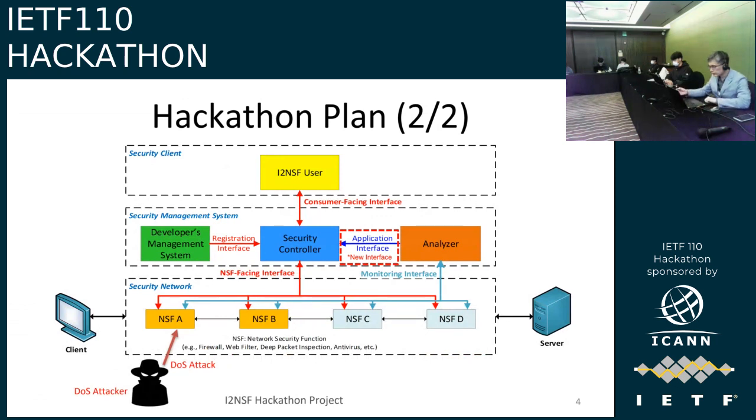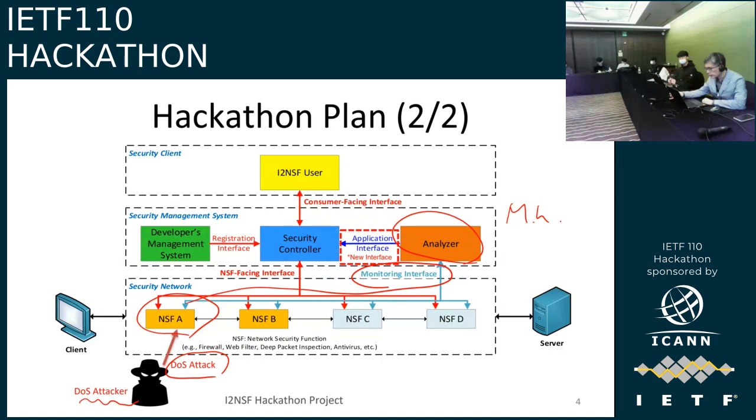So basically, this is the typical I2NSF framework. This time, a denial of service attacker generates TCP flood traffic to web filter network security function A, and then the analyzer collects the data from NSF A, and using machine learning, it detects that NSF A is affected by the DoS attacker. Then, using the application interface, the analyzer delivers the feedback information, such as the DoS attack. The security controller translates that feedback information into a new security policy and delivers it over the NSF-facing interface, and then the new security policy is enforced by NSF A, and it can drop TCP SYN messages.